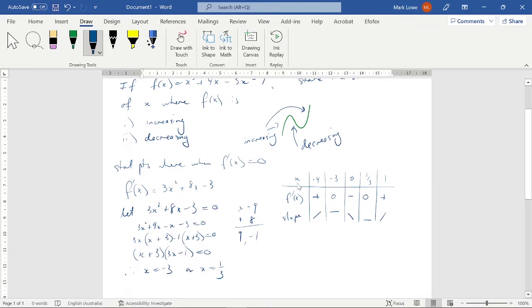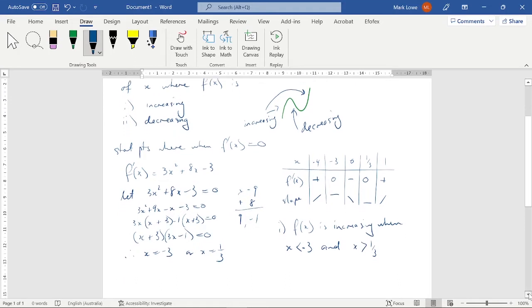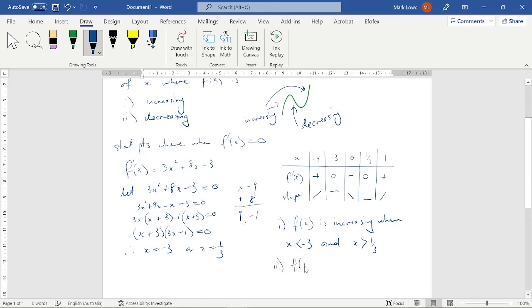So where is our function increasing? Well, f of x is increasing when x is less than -3 and also where x is greater than 1/3, because those are the values of x for which our gradient is positive. f of x is decreasing when x is between -3 and 1/3.